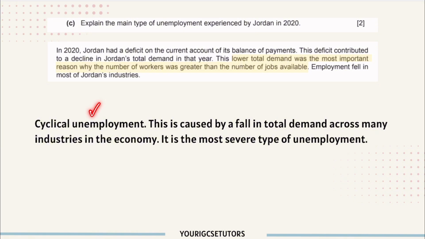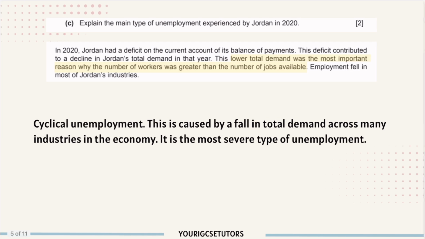So you write down this first and then you give an explanation. This is caused by a fall in total demand across many industries in the economy. So it is the most severe type of unemployment. The explanation of this, you can choose not to put because it's an extra info. Yeah, to be safe.